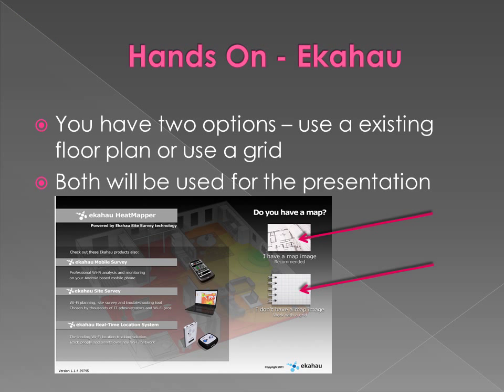So I downloaded the program, and I have installed it, and basically this is what it looks like once it's up and running, and it'll give you two options. You have either to use an existing floor plan or use a grid, and both will be used for the presentation. I'm going to go through the steps of using both options here. The most preferred option is to use a map image. It's essentially easier to do it that way.